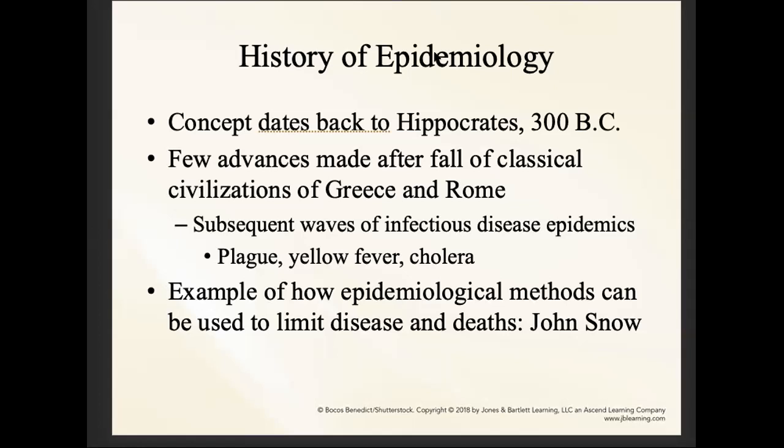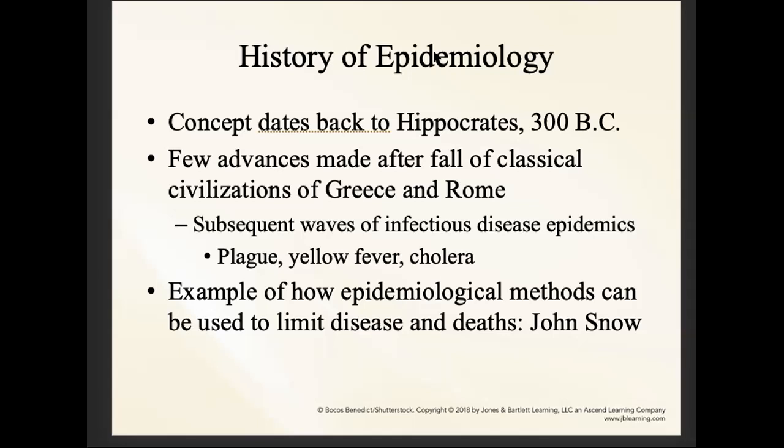After the fall of classical civilizations of Greece and Rome, few advances were made, and we saw subsequent waves of infectious disease epidemics like the plague, yellow fever, Black Death, cholera, etc. An example of how epidemiological methods can be used to limit disease and deaths is the example of John Snow. John Snow was a prominent physician who investigated the outbreak of yellow fever in London.